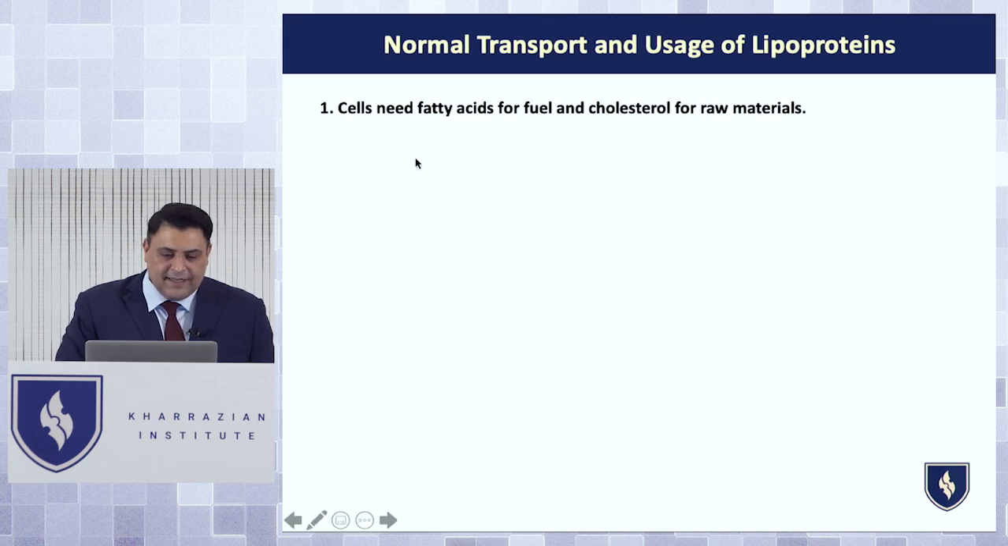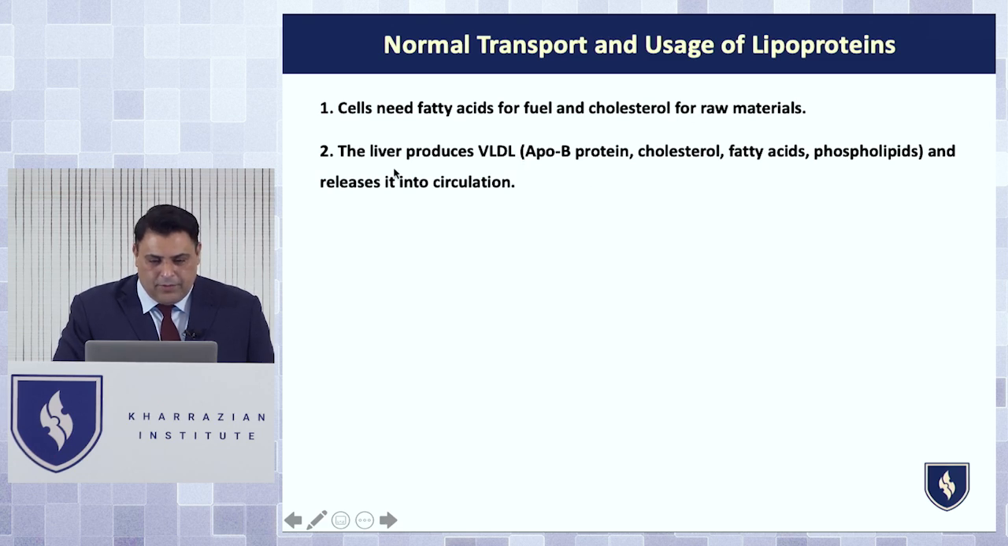So cells need fatty acids for fuel and cholesterol for raw materials. The liver produces something called VLDL, right? A very low density lipoprotein. And this is made up of a protein called ApoB protein, cholesterol, fatty acids, and phospholipids. The combination of these has an impact on density, and density is very low. These are called very low density lipoproteins. This is released into circulation.